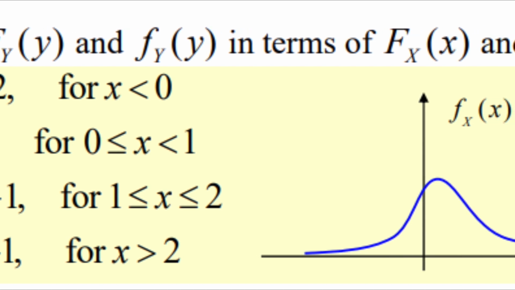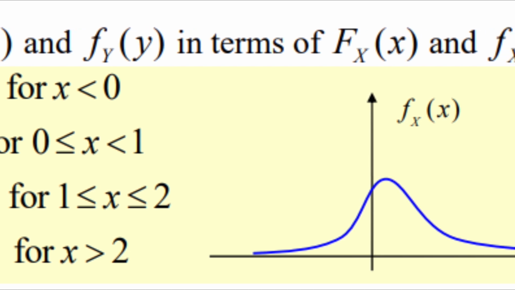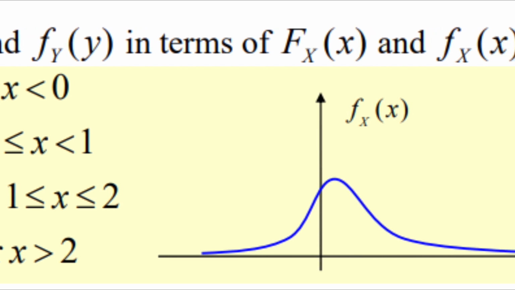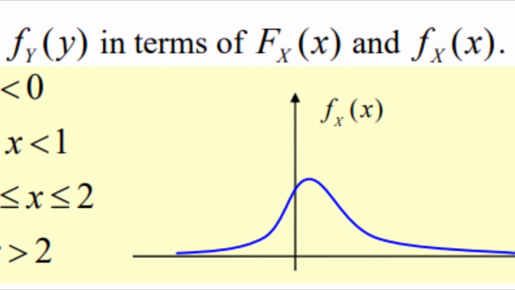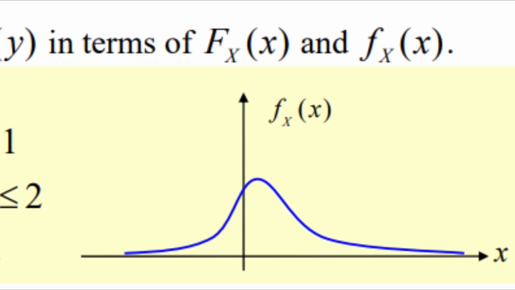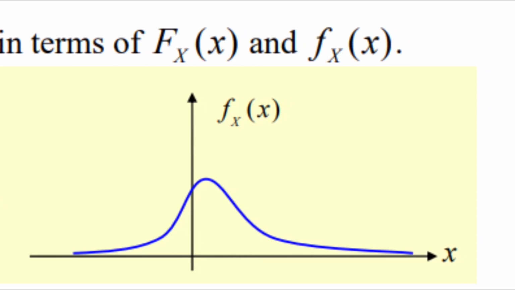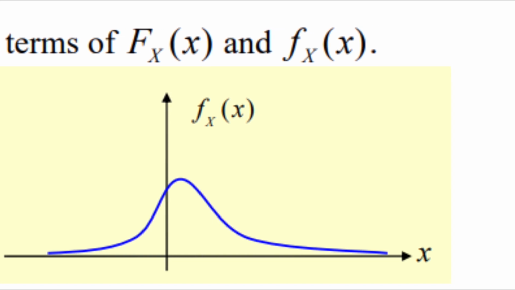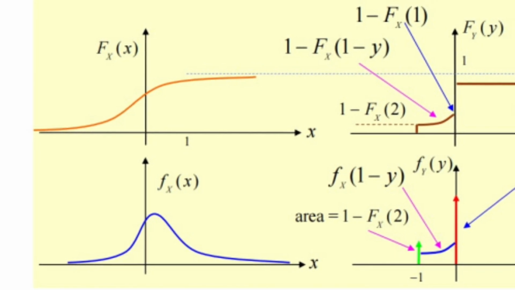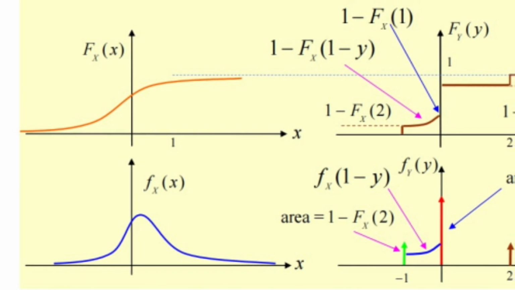Probability. The first one is for x smaller than 0, it's 2, and the second one is for 1 bigger than x bigger than or equal to 0, it is 0, and the third one is for 2 bigger than or equal to x bigger than or equal to 1, it is minus x plus 1. The last one is for x bigger than 2, it's minus 1. We can use the clues to homework 4 to solve this question.